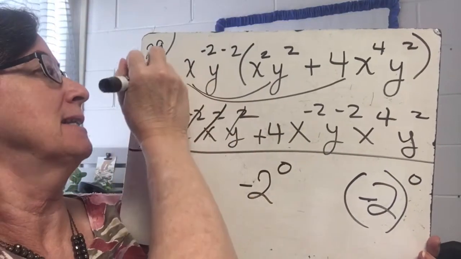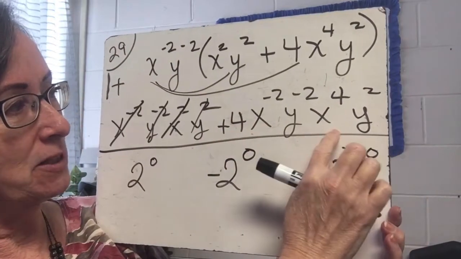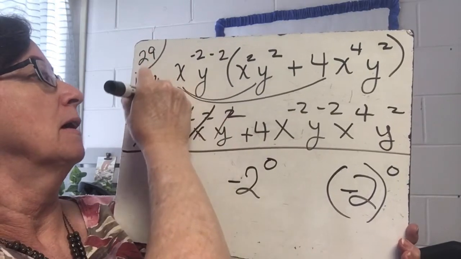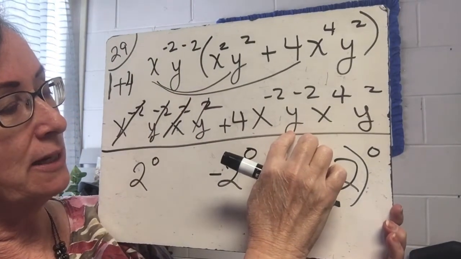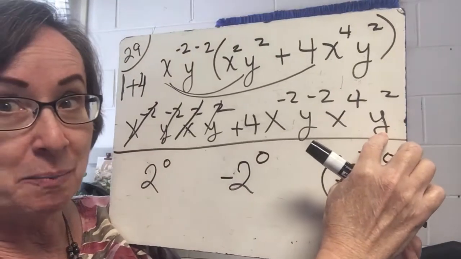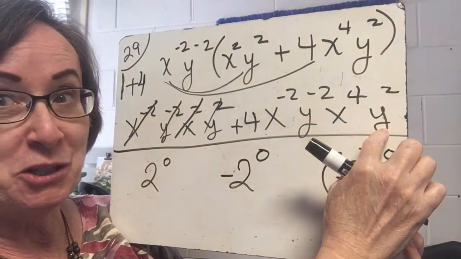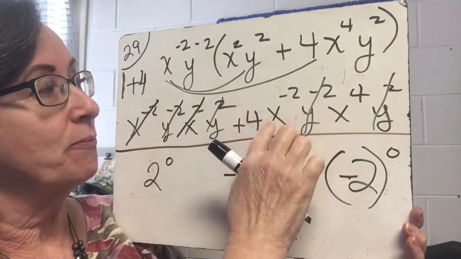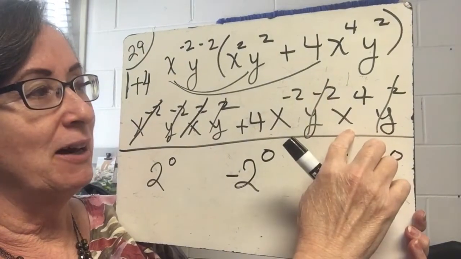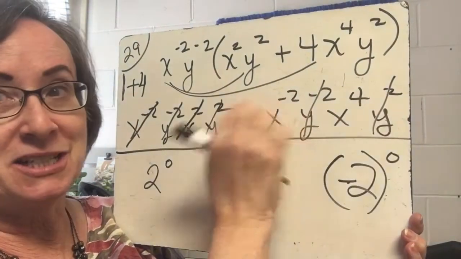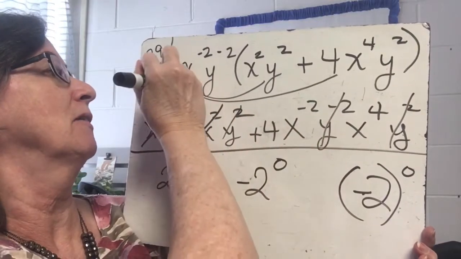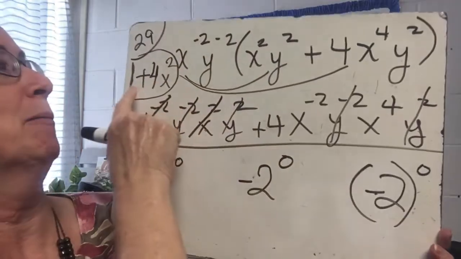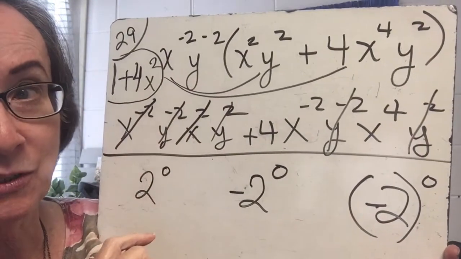Okay, so then plus, and then what happens to all of this? So we have a 4, and then we have a y to the negative 2 and a y to the positive 2. So y to the 2 minus 2 is y to the 0. That can just cancel out. X to the negative 2, x to the 4. 4 minus 2 is 2, so it's x to the 2. So the whole thing became 1 plus 4x squared.